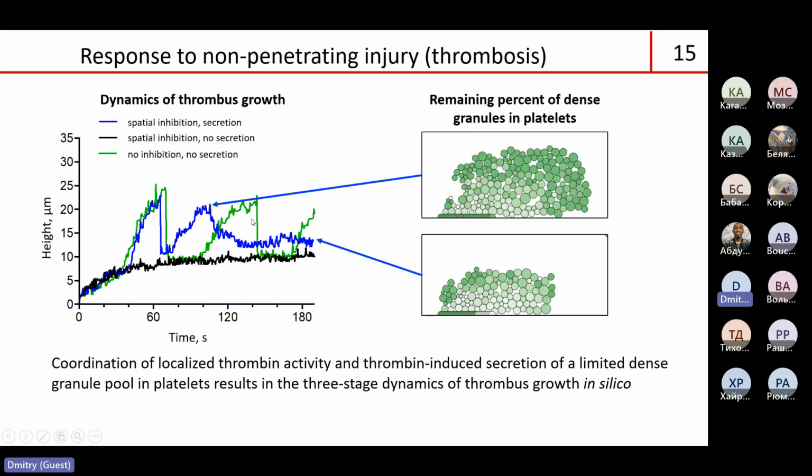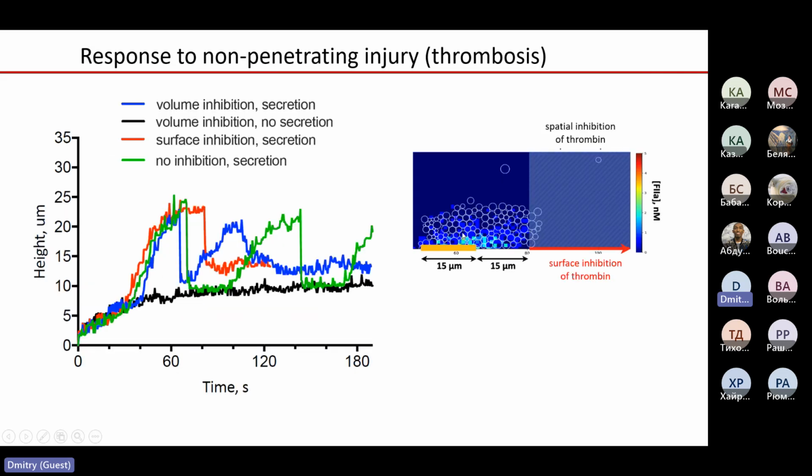So with this, we concluded that the coordination of this localized thrombin activity and the secretion of dense granules in this internal region of the thrombus, called the core, leads to stage number 2 and stage number 3 of thrombus formation. So we see that the shell disassembles, and then this core which is left is stabilized, because here all the granules are already secreted, so there is no fuel to feed these external regions, which can be here only if ADP is secreted inside this core.